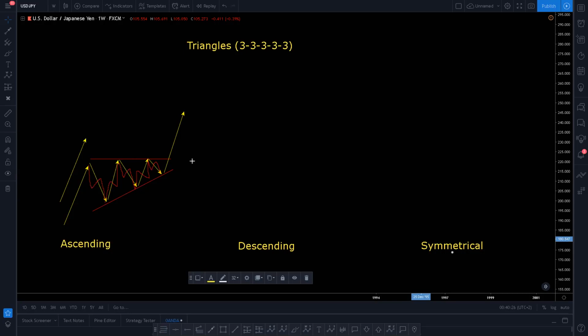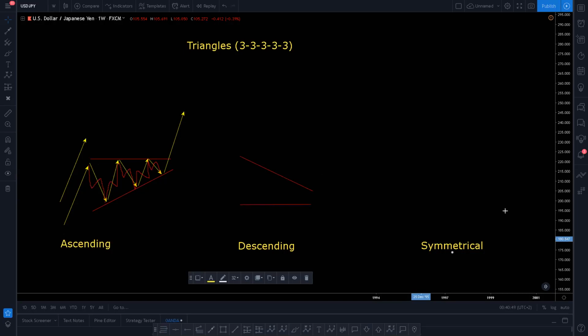On the descending, it's the same characteristics as the ascending. The only difference is how your trend lines are going to look. So on your descending, same direction of the trend. Let's say we are having an uptrend. Your descending is going to look like this.